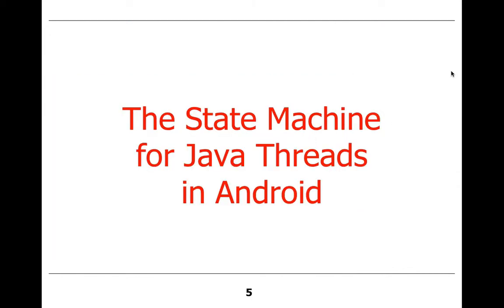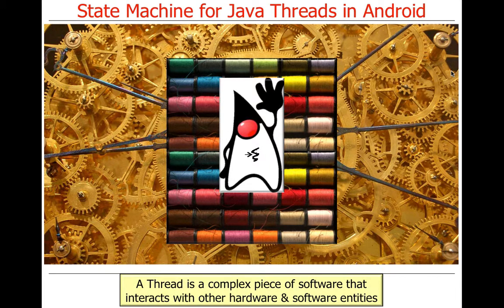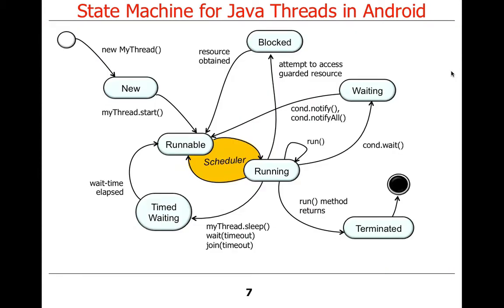So let's first talk about the state machine for Java threads. A thread is a fairly complicated piece of software. Back in the old days, in operating systems classes, people would often implement threading libraries. That was the thing you would do back in those days. And it was hard, and we'll talk about why it's hard in a second. One reason why it's hard is there's lots of interaction between hardware and other software, especially layers of software.